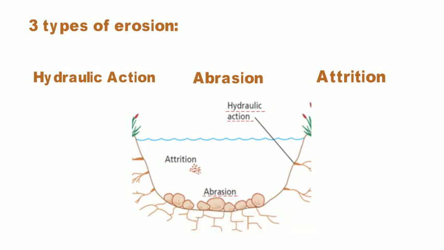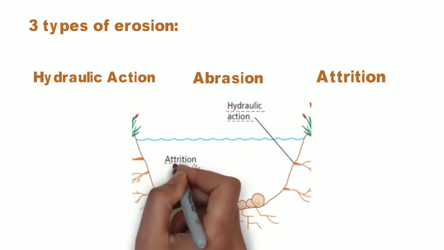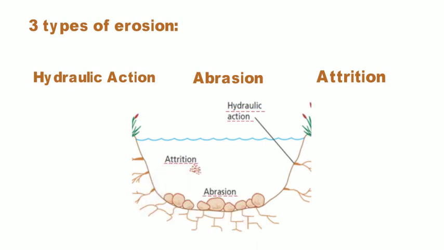Abrasion. Eroded particles in the water scrape and rub against each other and the rock, removing small pieces. And attrition. Eroded particles in the water smash into each other and break into smaller fragments. Their edges also get rounded off as they rub together.